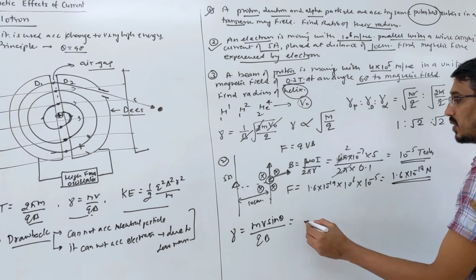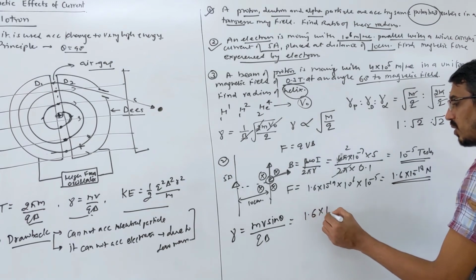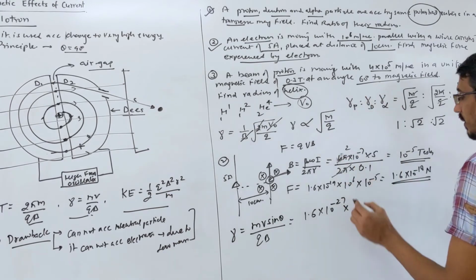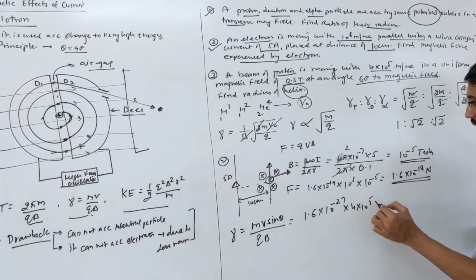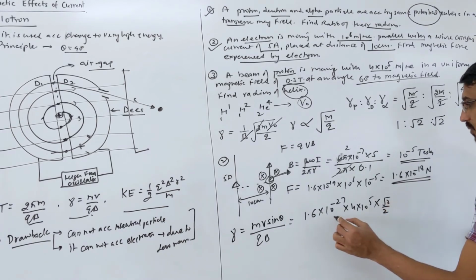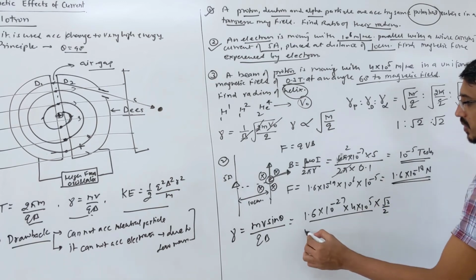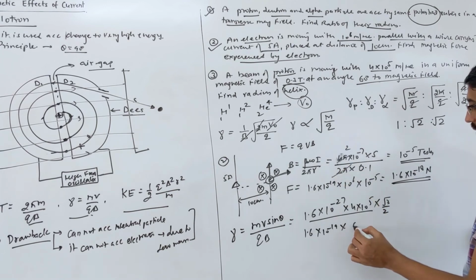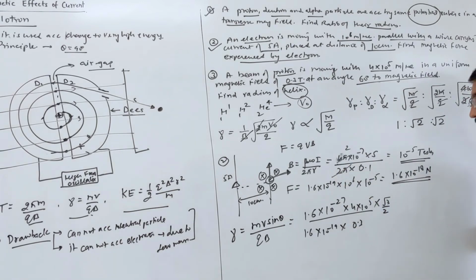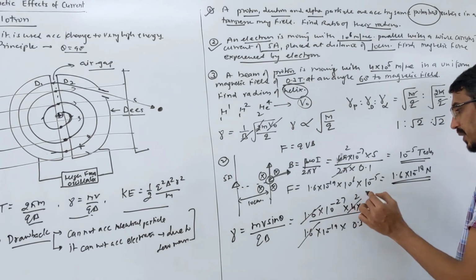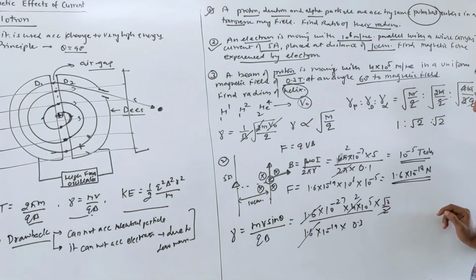So for a proton, the mass you can write approximately 1.6 or 1.7 into 10 power minus 27. Okay, velocity they have given 4 into 10 power 5, and the angle is given as what? 60 degrees. So sine 60 means what? Root 3 by 2, all divided by the charge, which is 1.6 into 10 power minus 19. The magnetic field strength is given as 0.3. Correct. Okay, you just have to simplify this number. 1.6 you can cancel here, this 2 you can cancel here. So what is remaining?